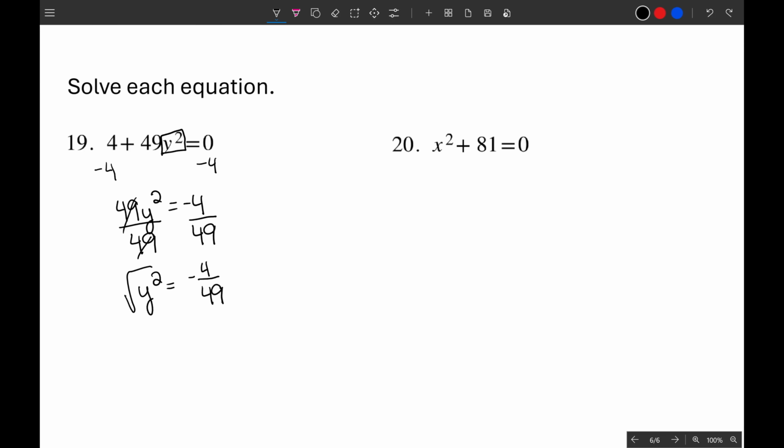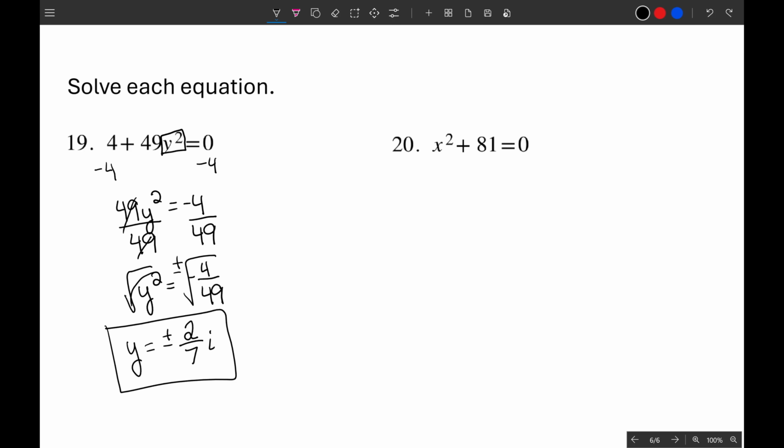So I'm going to square root, and I will have two answers, a positive and a negative. Now, I know that I can do the square root of the 4 on top and the square root of the 49 on the bottom, but I know that because of this square root of the negative, I'm going to have an i. So square root of 4 is 2, the square root of 49 is 7, and then because I square rooted a negative, I have an i.